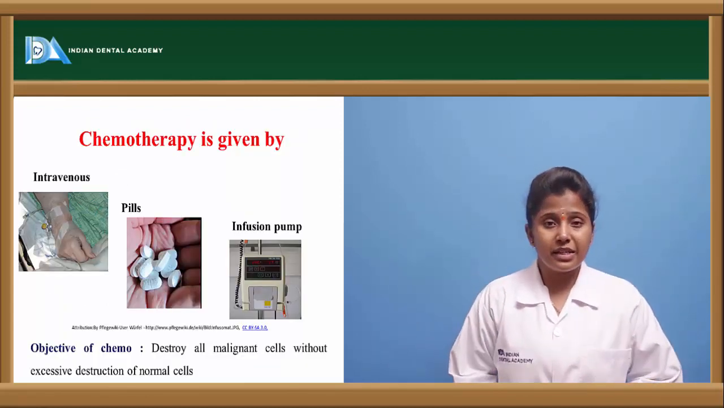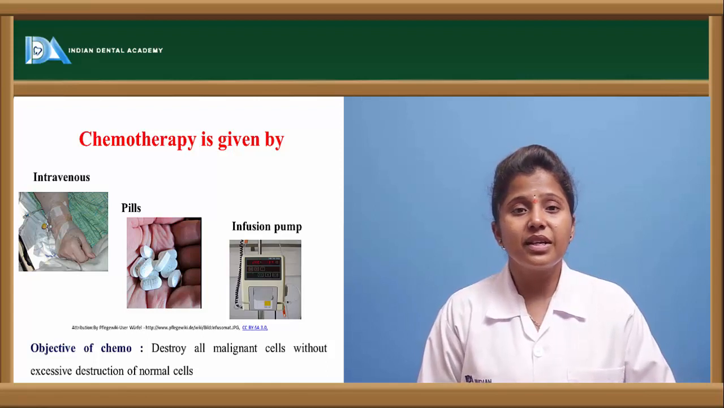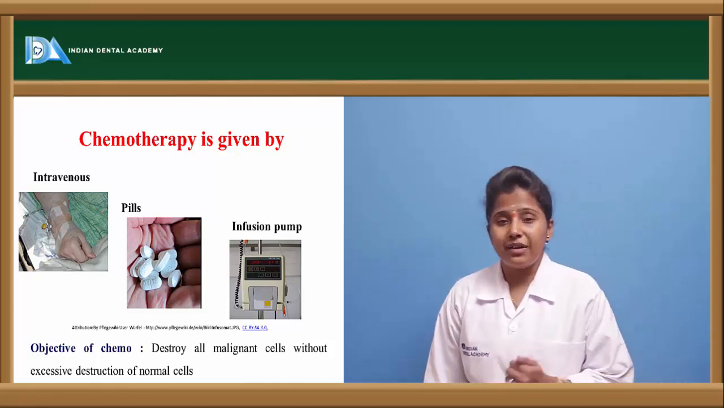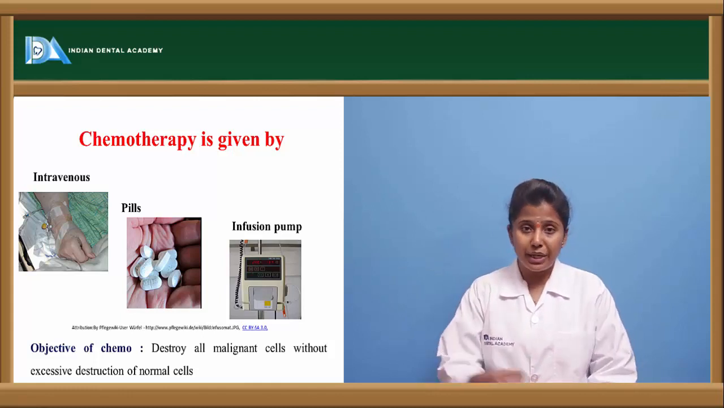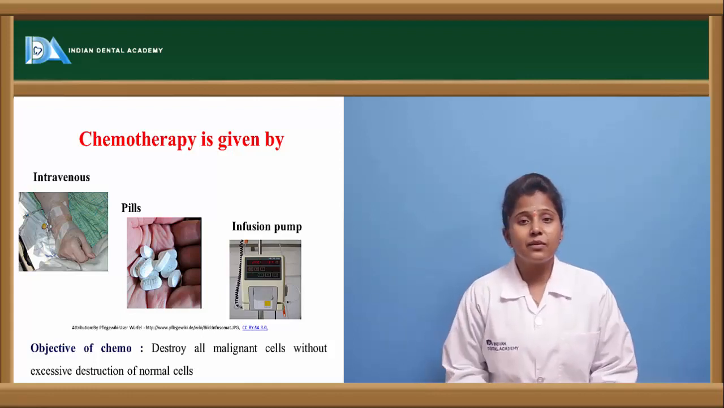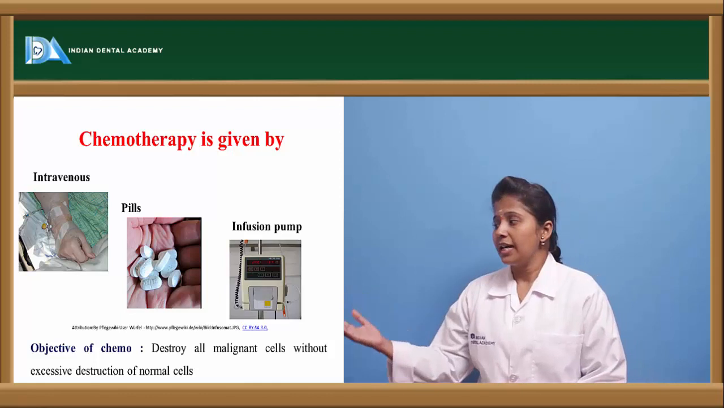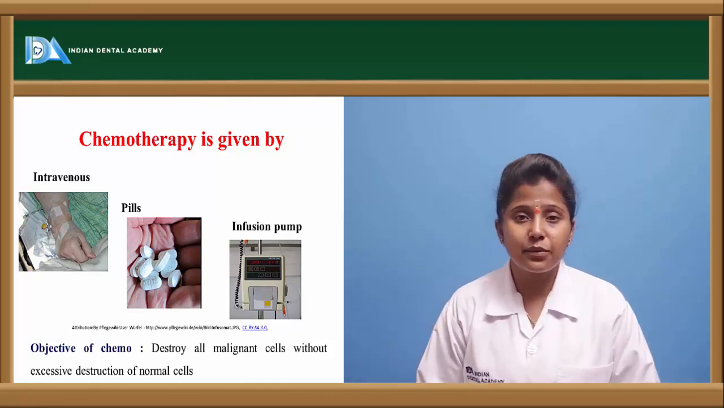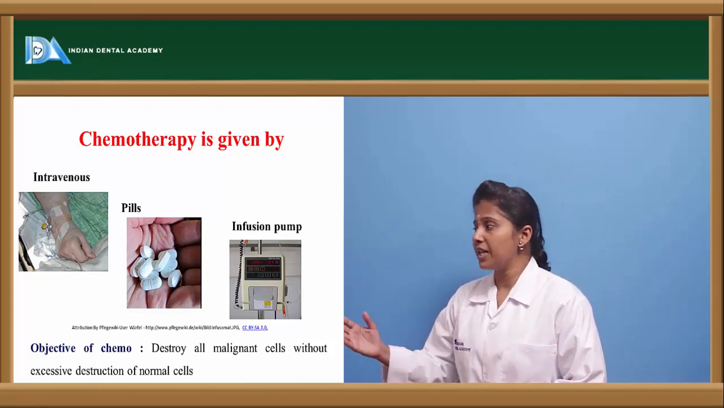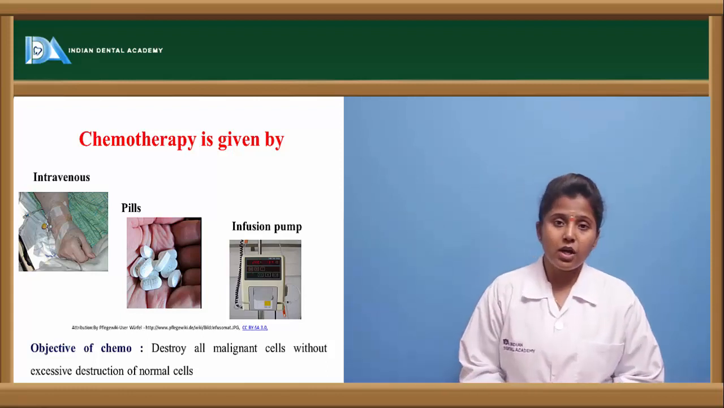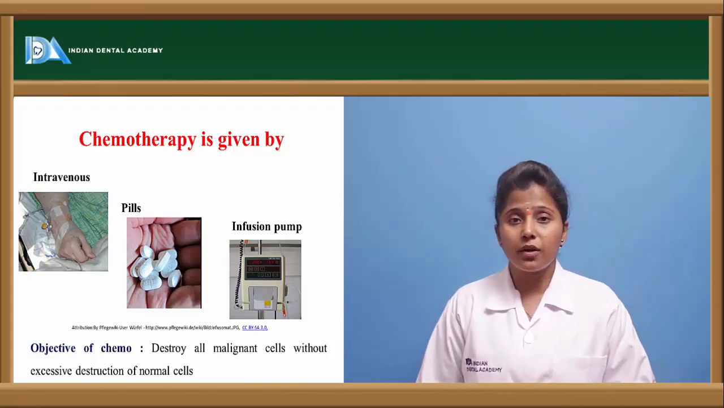How the chemotherapy is given. Chemotherapy is given in various forms, like through infusion. If drugs are available, they are given through the IV route or in infusion form, where an IV bolus is injected into the patient, and through pills. There are various tablets available in the market where this chemotherapy treatment is given, and the other one is infusion pumps. These are also used to give chemotherapy.